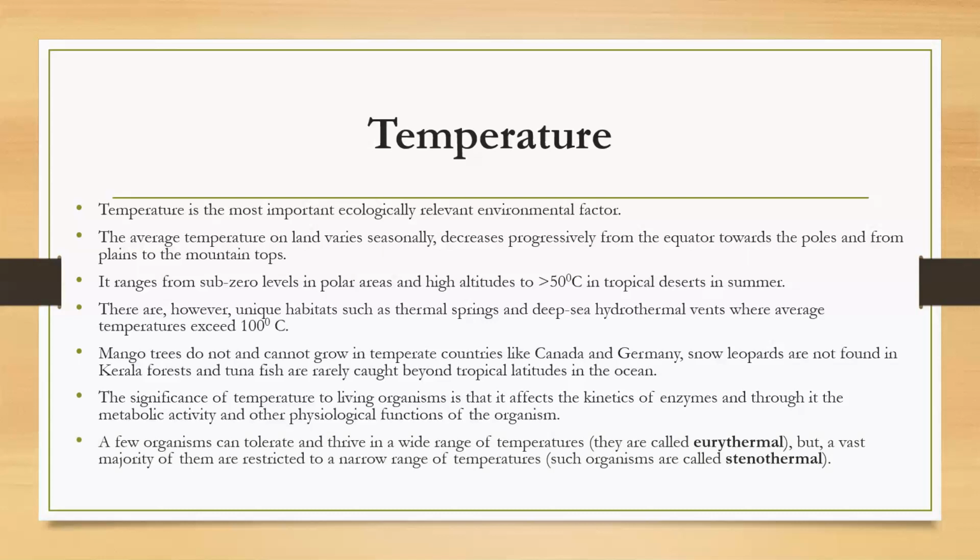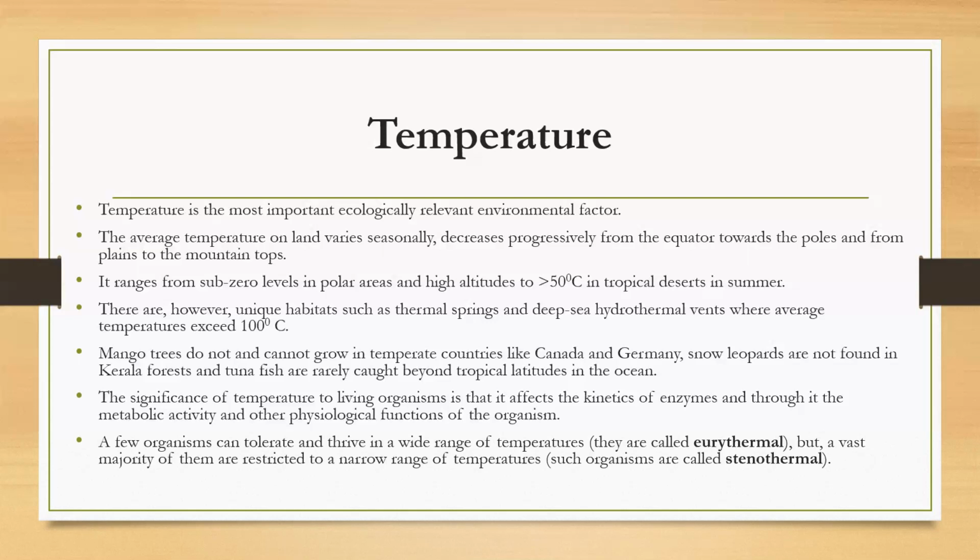And we can classify the organisms based on their capacity to resist the temperature variation or their ability to adapt to varied temperature conditions. A few organisms can tolerate and thrive, can survive, in a wide range of temperature variation. And such organisms are called eurythermal. They can survive in temperature fluctuation conditions also.